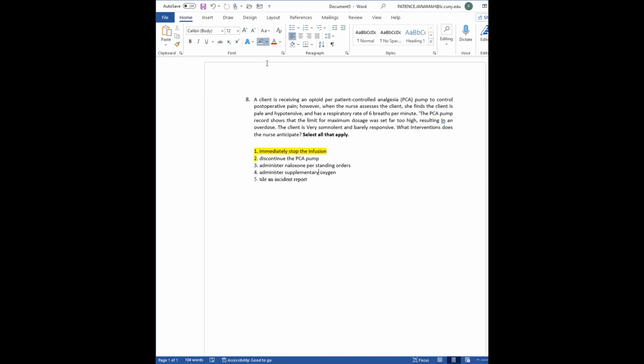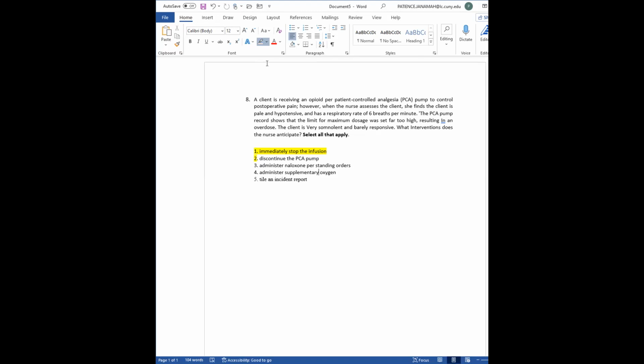Remember, the patient is pale, hypotensive, respirations are down. Then the patient is barely unresponsive or barely responsive. The patient is more like knocked out. It's not even responding so well. You understand? So what you want to anticipate now is interventions, immediate interventions, what you will do right now for this patient.